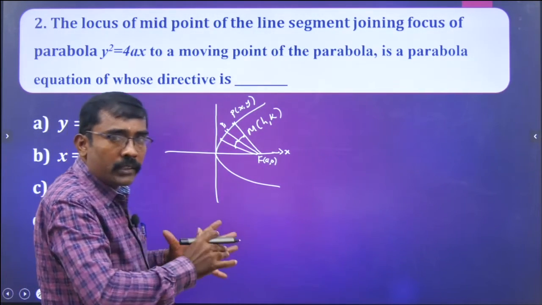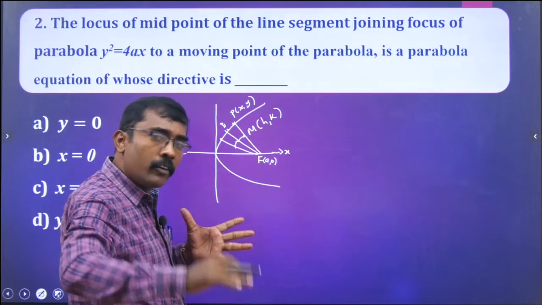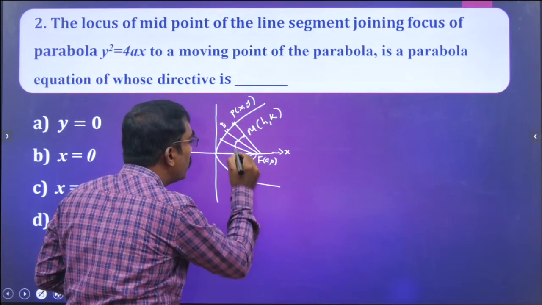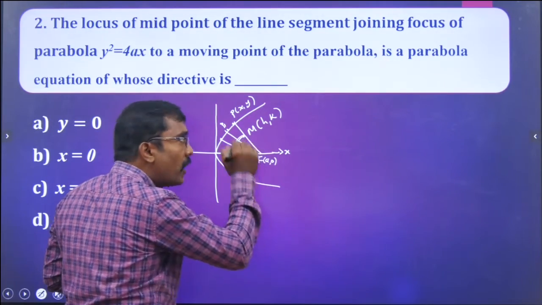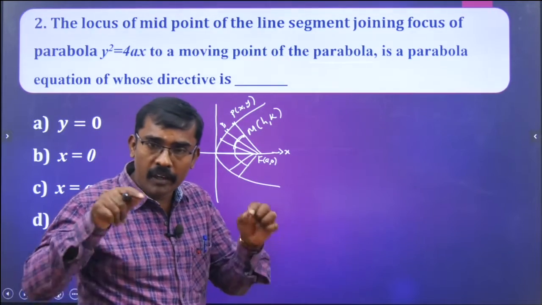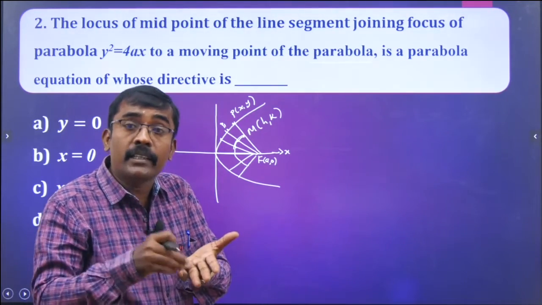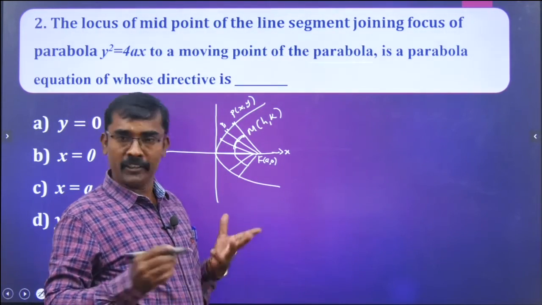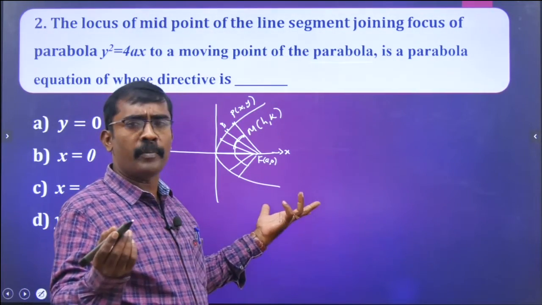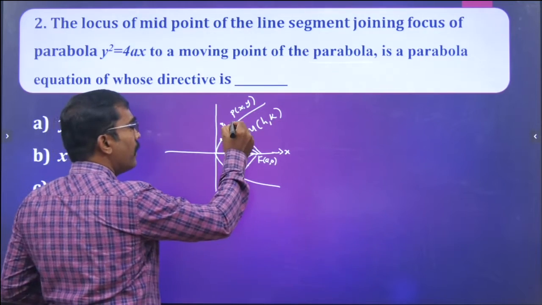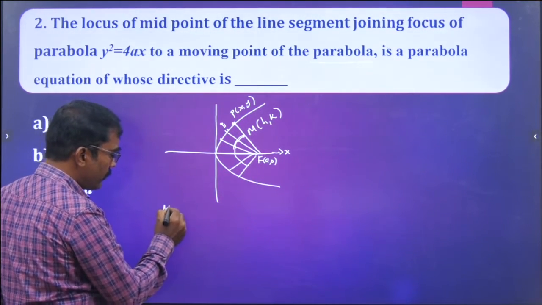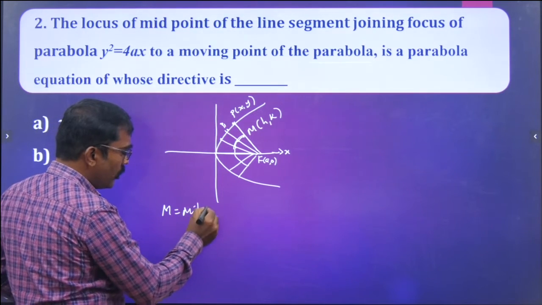According to this process, as it continues, we get another curve. This curve is also a parabola. We are going to find the directrix of the small parabola. That's all. First we have to find the locus, the equation of the parabola. Here M is the midpoint of PF.